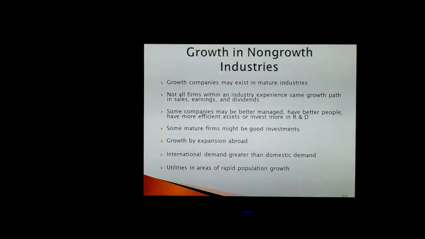So, growth in non-growth industries. Growth companies may exist in mature industries. When we're looking at a top-down view of a stock and say, all right, this is the industry, it's a bad industry, but we're going to pick some winners in this bad industry to outperform the market when we're doing some kind of active investment. So not all firms within an industry experience the same growth path in sales, earnings, and dividends.